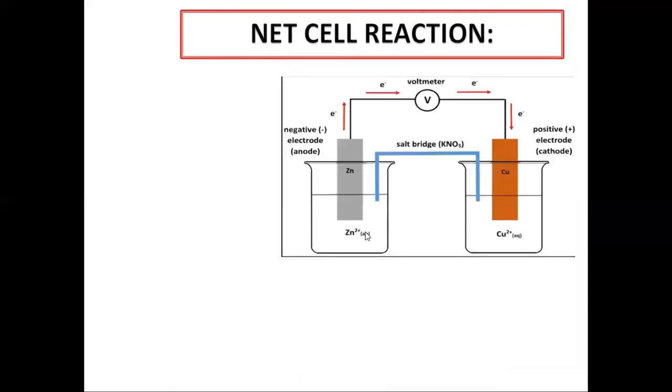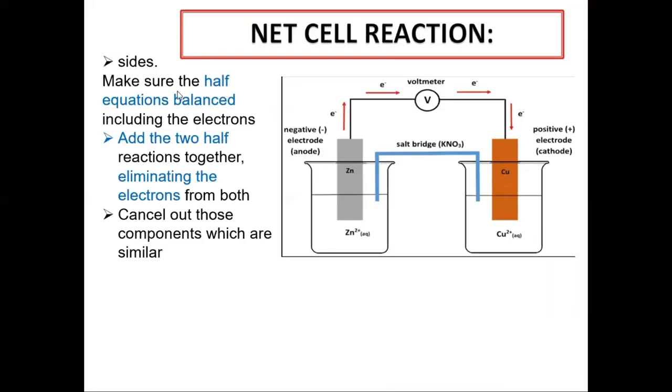All right, net cell reaction. It means that we're going to combine the half equations, and then we see what we're going to form. Make sure they have equations balanced. Balance them, including the electrons. I try to show you on the equation that the electrons must be balanced. Add the two half reactions together, eliminating the electrons from both sides. So that now when you add them, you eliminate the electrons, and it cancels out, then you form a full equation. Let's look at it.